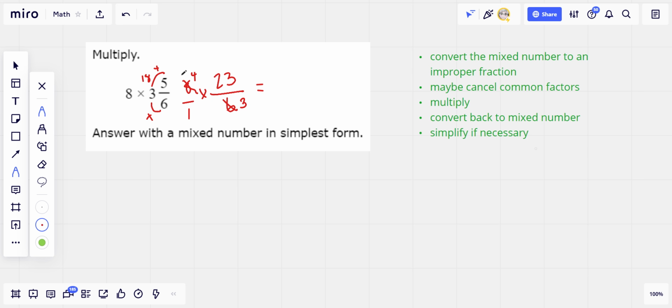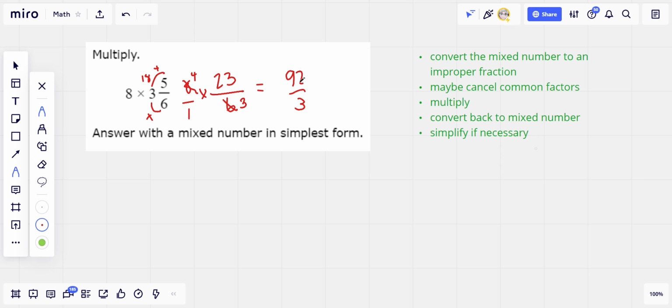Let's go ahead and do our multiplication now. On the top we have 4 times 23 instead of 8 times 23. That'll be better. Let's see, 4 times 20 is 80, and 4 times 3 is 12, so I think that's 92. And on the bottom, 1 times 3 is 3. Now, I don't think 92 is divisible by 3, and I can test that by adding the digits together. 9 plus 2 is 11. 11 is not divisible by 3, so 92 is not divisible by 3.